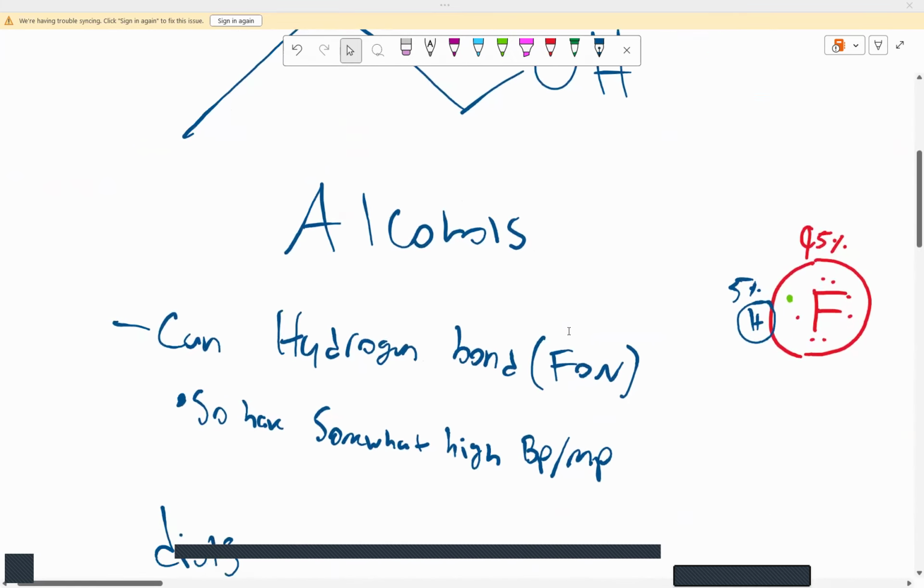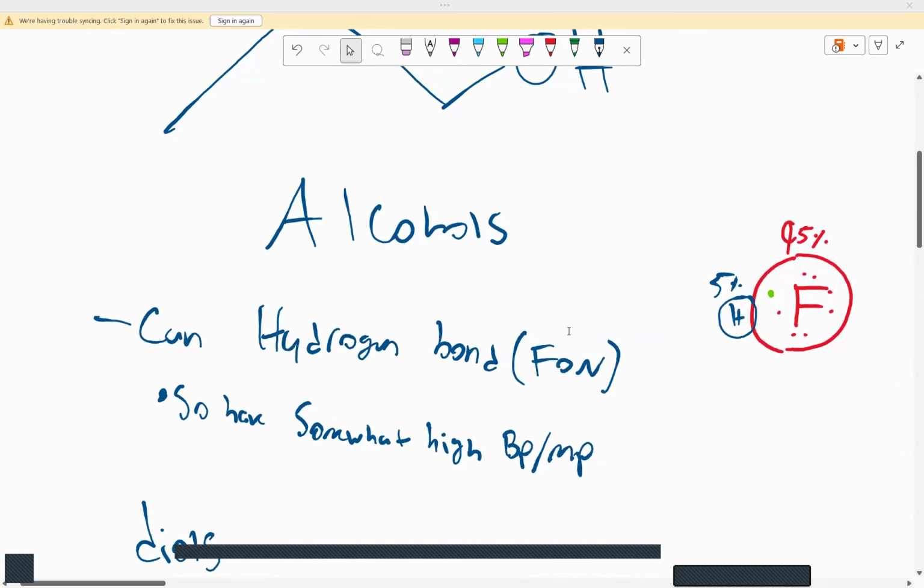Woohoo! So alcohols, they can hydrogen bond. So the acronym FUN, hydrogen bonding is fun, ha ha ha. But so fluorine, oxygen, and nitrogen, they can all hydrogen bond just because the electronegativity difference between those atoms and hydrogen is so big that it almost has some partial ionic bond characteristic to it. So what do I mean by that?